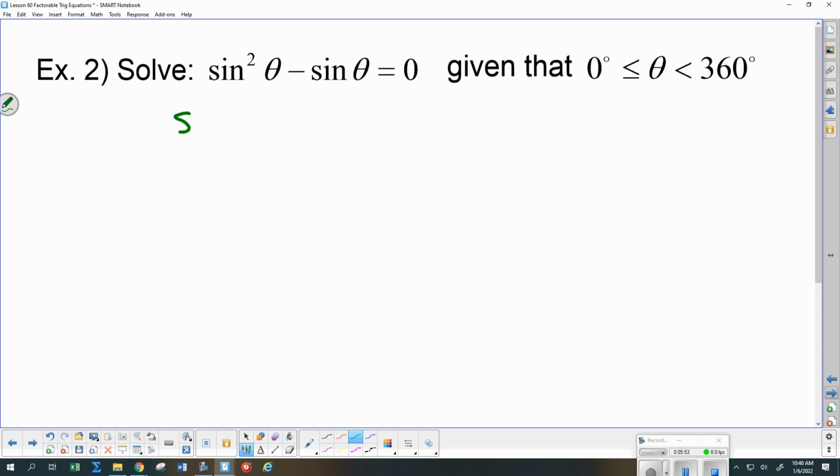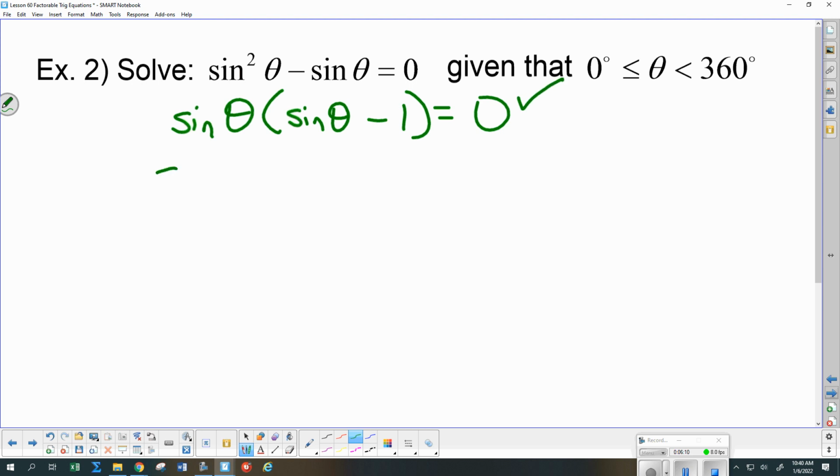So sine of theta is our GCF. We factor that out in front. Sine theta times sine theta is sine squared theta. And then a minus 1 equals 0. Equals 0. That's what we needed on the factoring. That's the only time it works. So either the sine is 0 or the sine is 1. Help me remember. Is sine the x or the y?